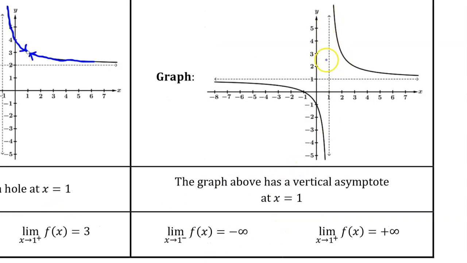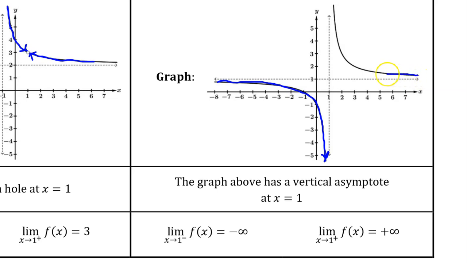This graph has a vertical asymptote at x equals 1. Let's consider the limit as x approaches 1 from the left. As we get closer and closer to an x value of 1 from the left, the y values, or the value of f(x), just keeps falling. It decreases without bound. So the limit as x approaches 1 from the left of f(x) is negative infinity. Now let's consider the limit as x approaches 1 from the right.